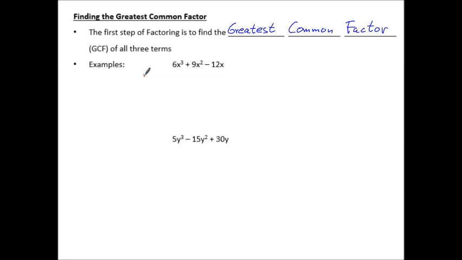So the number 6 can be split into the prime factors 2 times 3, and then we have x cubed, and x cubed is x times x times x. Then we look at our 9x squared. 9 is 3 times 3. X squared is x times x. And then we have negative 12, which is 4 times 3 times x. And now let's look at these three groups of factors and single out what they all have in common. And what we see is they all have a 3 and they all have an x.